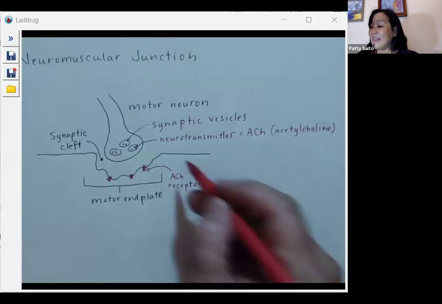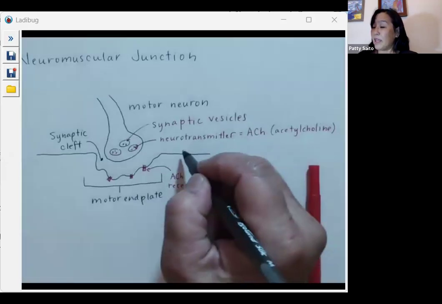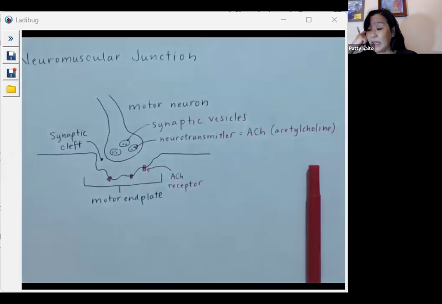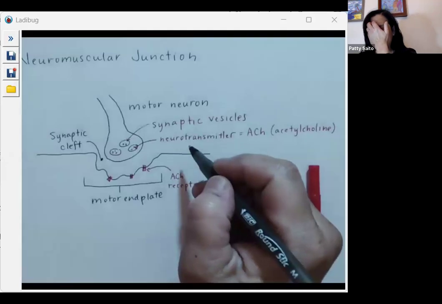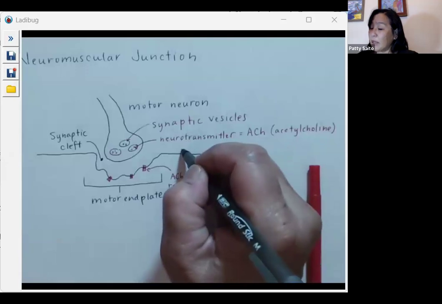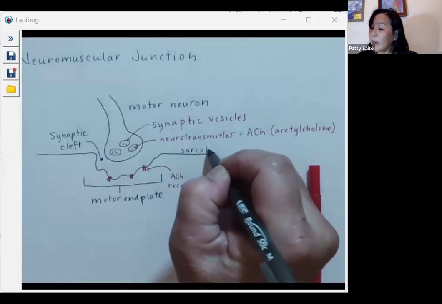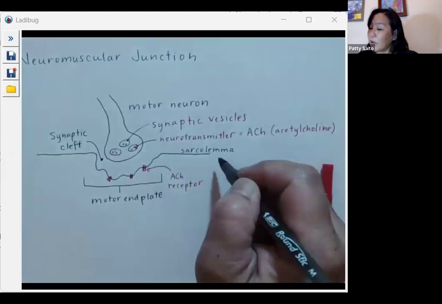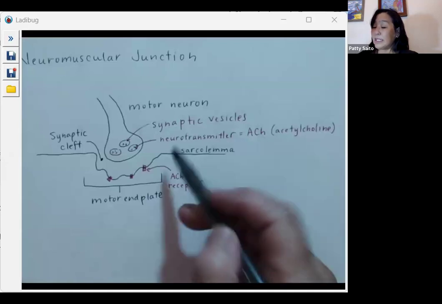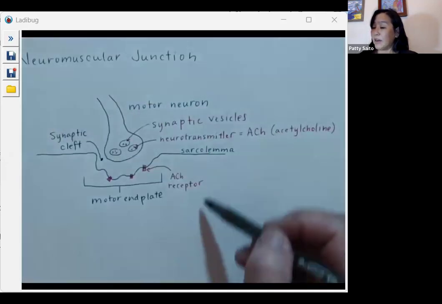All right, and then this muscle surface is the cell membrane or the plasma membrane of the muscle fiber. We'll call it the sarcolemma, and I should have called that earlier. The sarcolemma is the membrane of the muscle surface. Okay. Now, this is the neuromuscular junction right here.